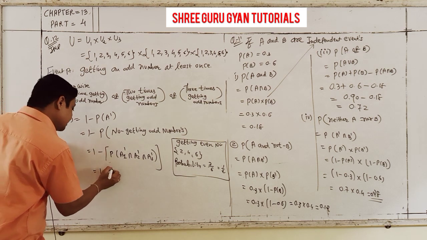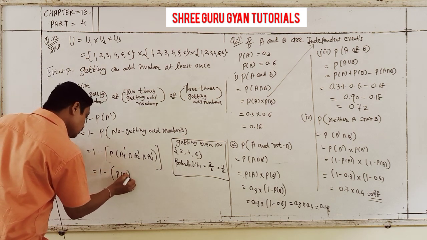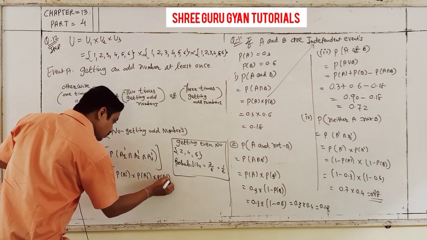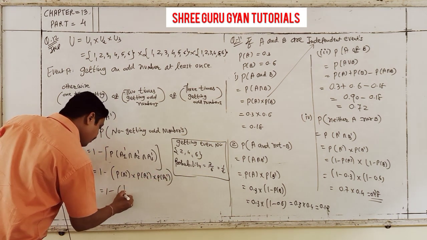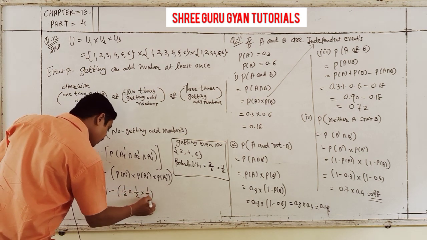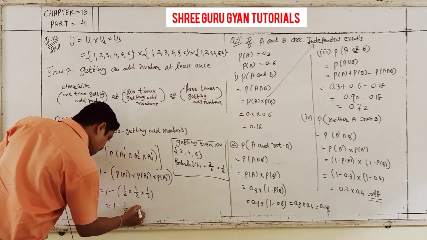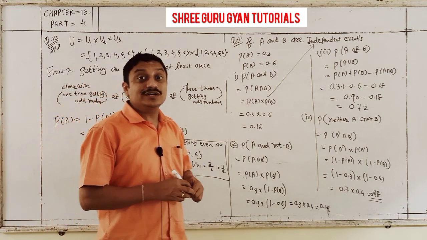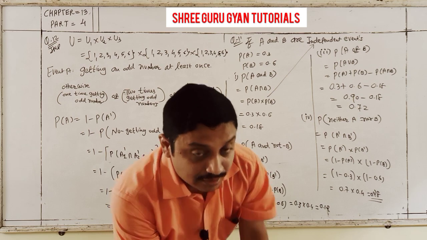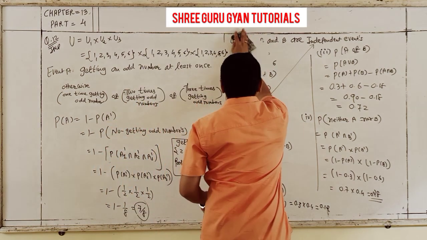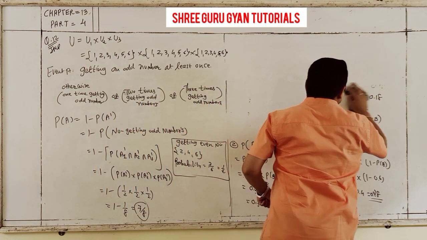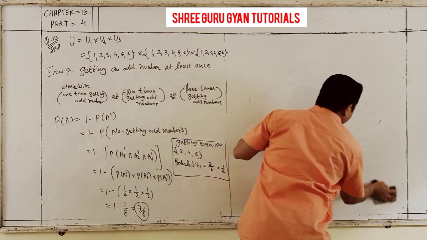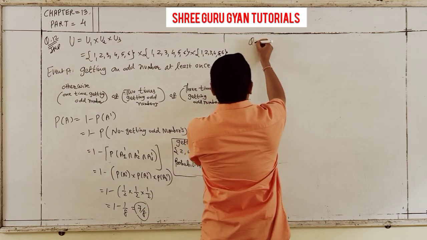We will define that P of A1 dash, P of A2 dash, P of A3 dash will each be half. So 1 minus 1 by 8, which is 7 by 8, and that's your answer to getting an odd number at least one time, indirectly. 1 minus P of A dash, taking not getting odd numbers, it means all times taking even numbers. So that's an important question done here.